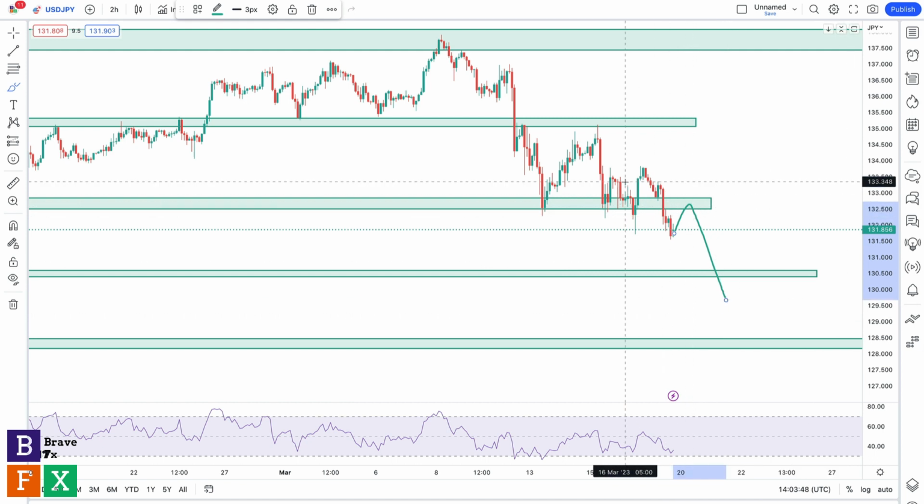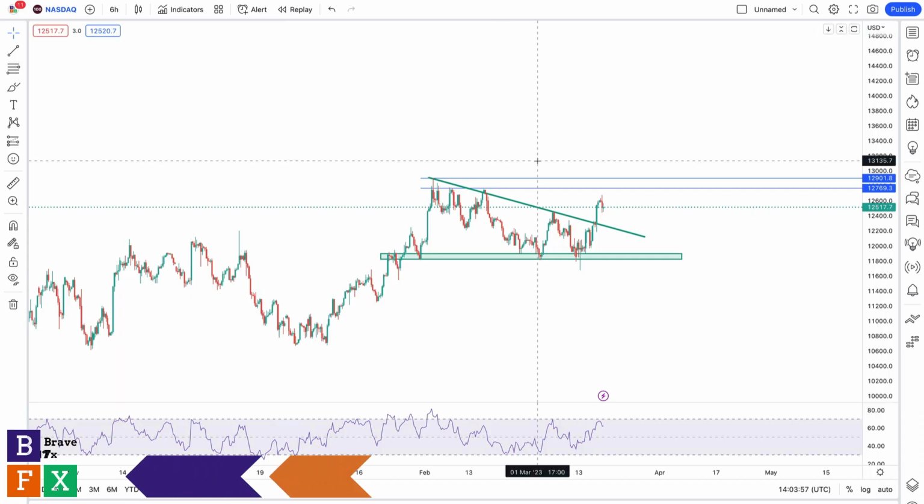As for going long, I don't think I'll be going long on USD-JPY because it's clearly a bearish trend after this bearish retracement, right? So moving on, we're going to talk about Nasdaq. This is also a very good one.